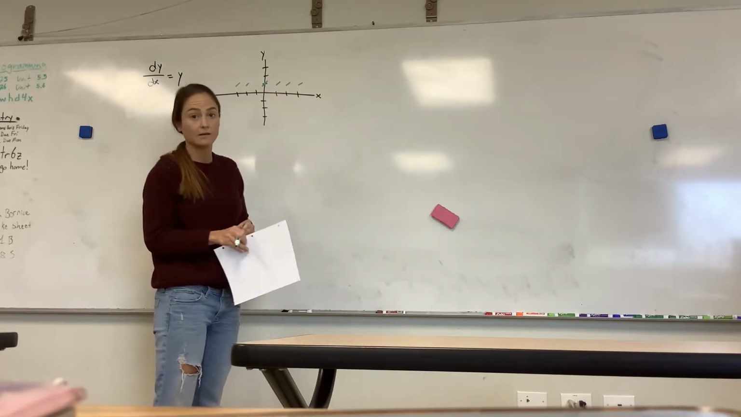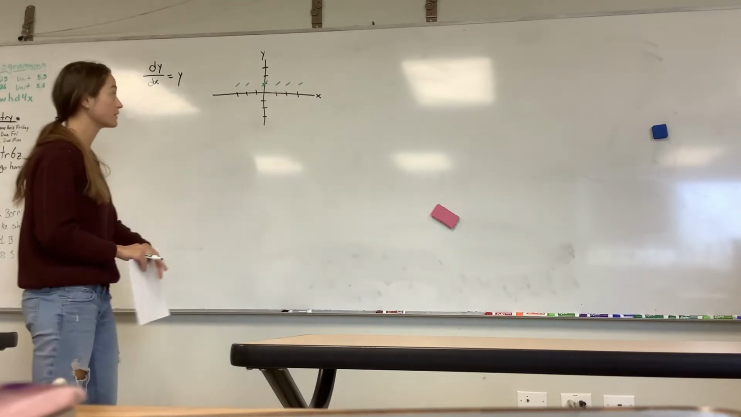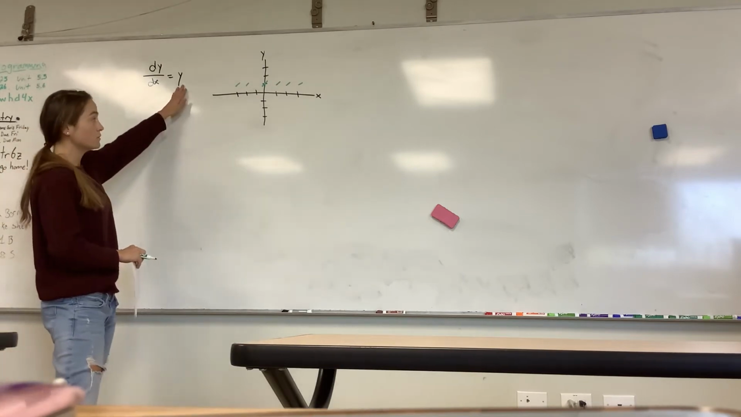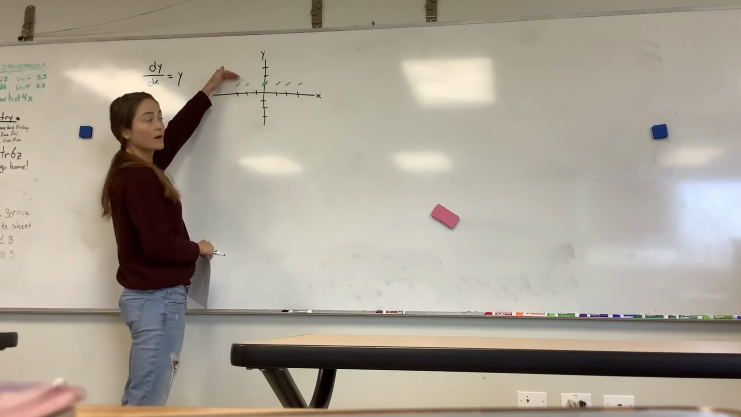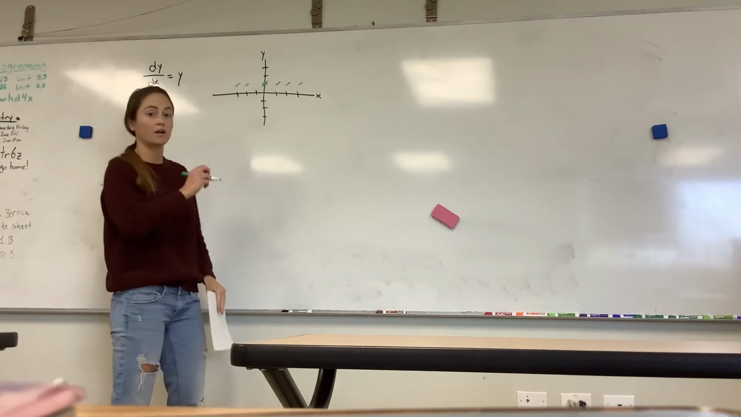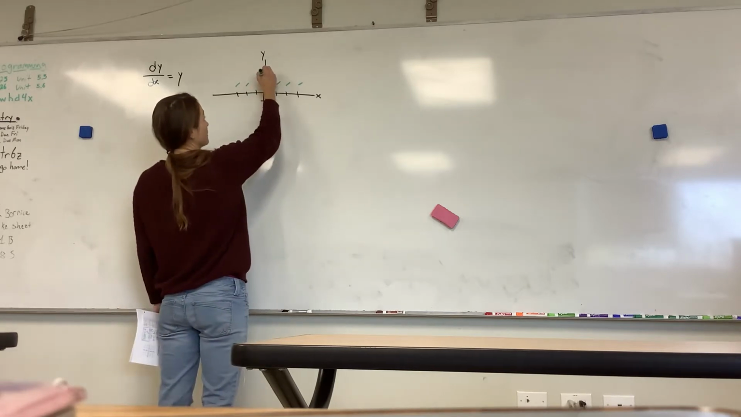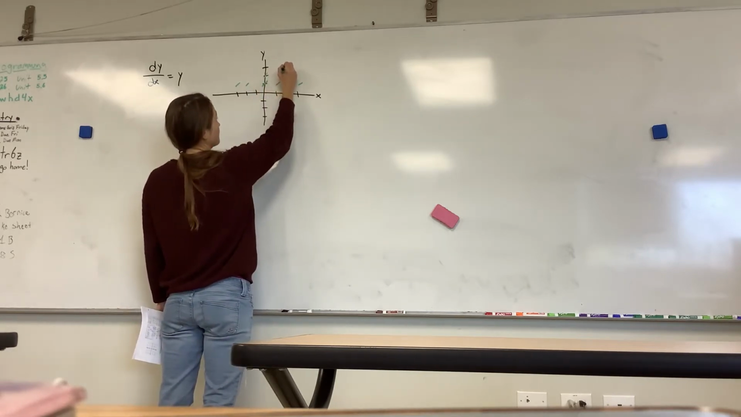Please be nice to me as I'm drawing this up on the board and not in my nice notes here. If we say y is equal to 2, then we're going to go up to y equals 2, and we're going to draw a small line that's about a slope of 2 there. So this is going to be a little bit steeper.